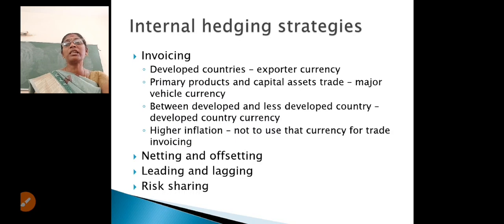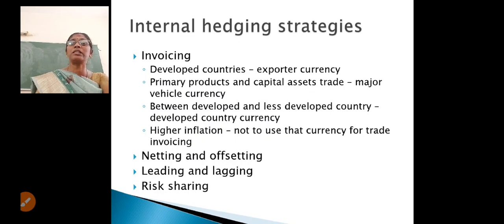The next one is leading and lagging. Leading and lagging means if I am going to make payments, I drag them out till the last minute. If I am going to receive money, I initiate it at the first moment itself. So getting money received fast and making payment very slowly. That is leading and lagging.